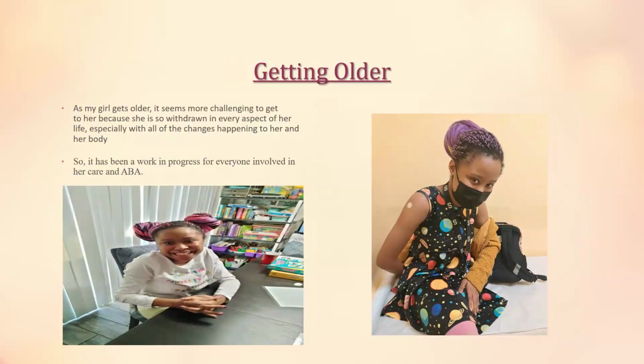As my baby girl gets older, it seems more challenging to get to her, because most of the time she's really withdrawn because of her autism, and with different challenges and things that are happening to her body. Sometimes it's hard when she is doing her ABA, or even just in her self-care, can be a bit of a challenge most of the time.